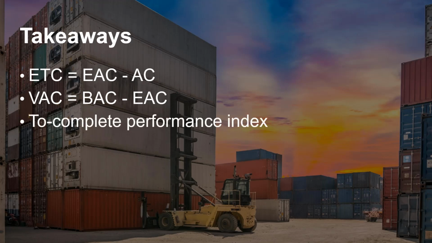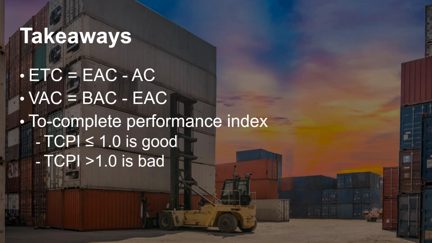The to complete performance index, that's the TCPI, tells us what our financial efficiency must be in the future in order to meet the budget at completion. Values that are less or equal to 1.0 are good. They mean that we simply need to keep our current levels of efficiency in order to reach our target. Values greater than 1 are more troublesome since we have to improve efficiency in order to finish as planned.